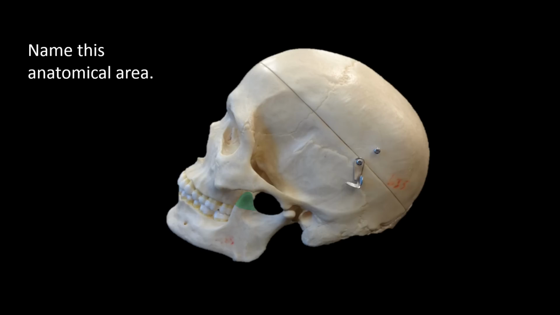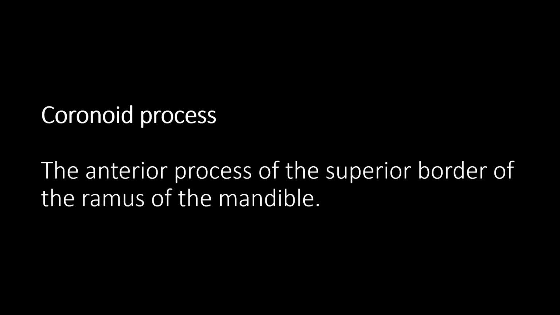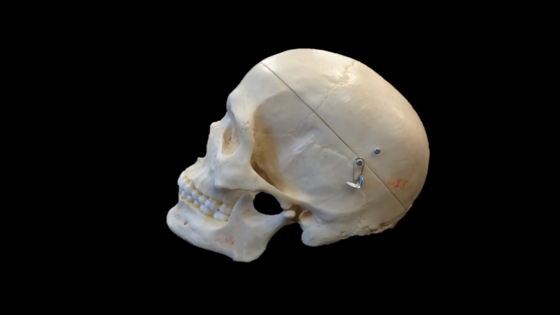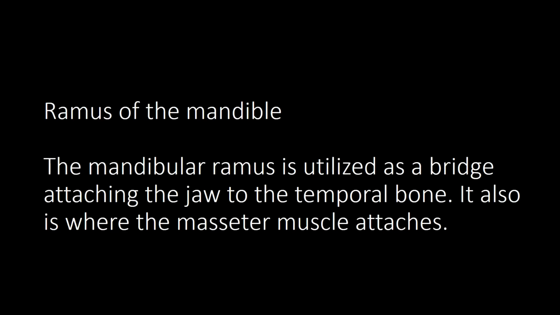Name this anatomical area. Coronoid process. The anterior process of the superior border of the ramus of the mandible. Name this anatomical area. Ramus of the mandible. The mandibular ramus is utilized as a bridge attaching the jaw to the temporal bone. It also is where the masseter muscle attaches.